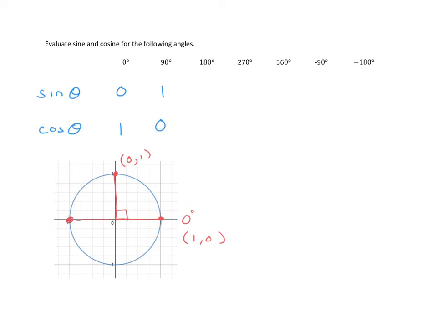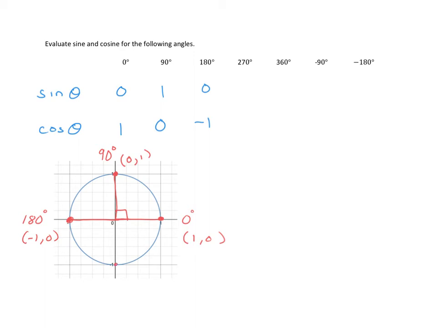So let's see, that is 180 degrees. It's corresponding to the point (-1, 0). Okay, so cosine is going to be the x value, so I get -1. And sine is going to be the y value, which is 0. Maybe I'll label up here that this is also 90 degrees. All right, 270. Okay, that's going to be another 90-degree rotation.